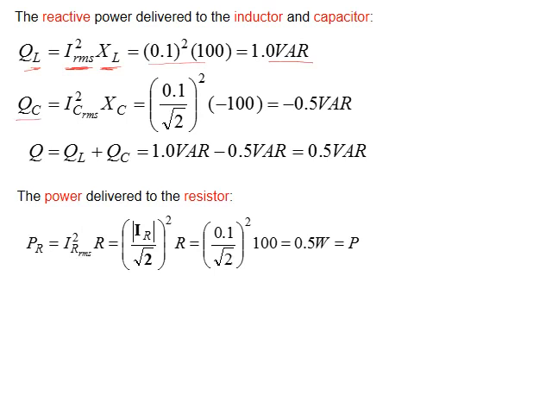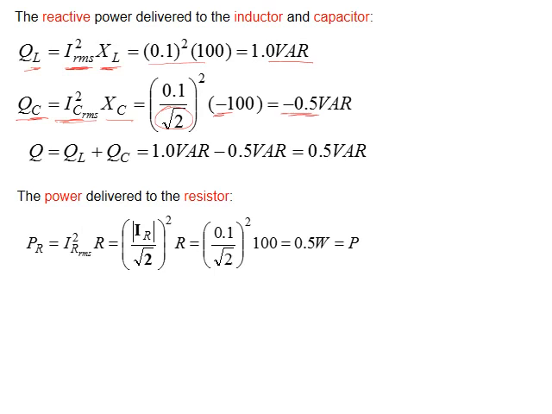What about QC? QC is the current squared times XC. XC is the reactance of the capacitor, and IC squared is the RMS current in the capacitor, which is already given. Here I divided by square root of 2 because I have the maximum, to come up with the RMS. And don't forget the minus sign for XC, because this will give negative reactive power. When the reactive power is negative, it means the capacitor injects reactive power into the circuit, while for inductance, because it is positive, it absorbs reactive power from the circuit.